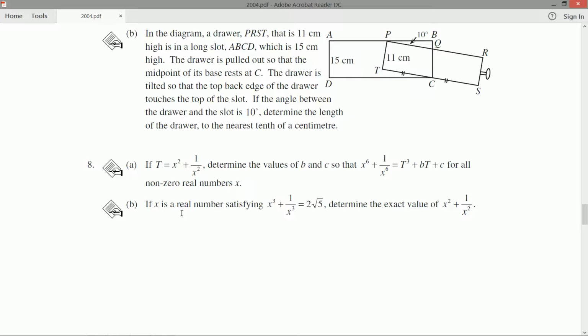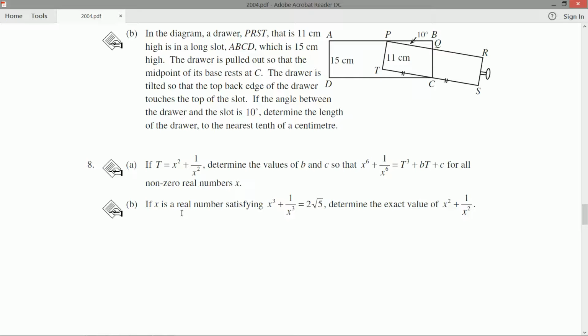If t is equal to x squared plus 1 over x squared, determine the values of b and c so that x to the 6 plus 1 over x to the 6 is equal to t cubed plus bt plus c for all non-zero real numbers x. Okay.